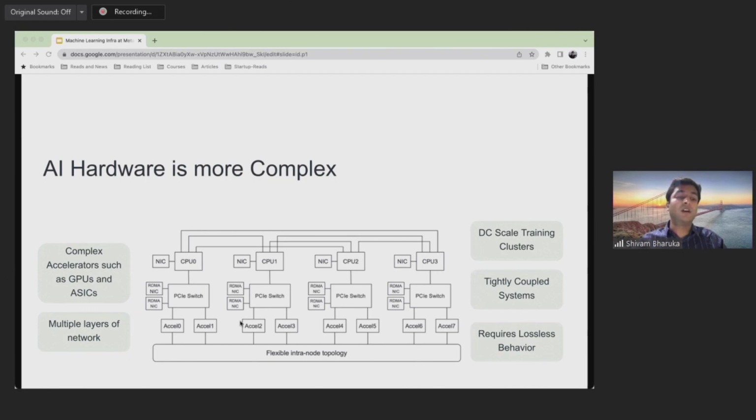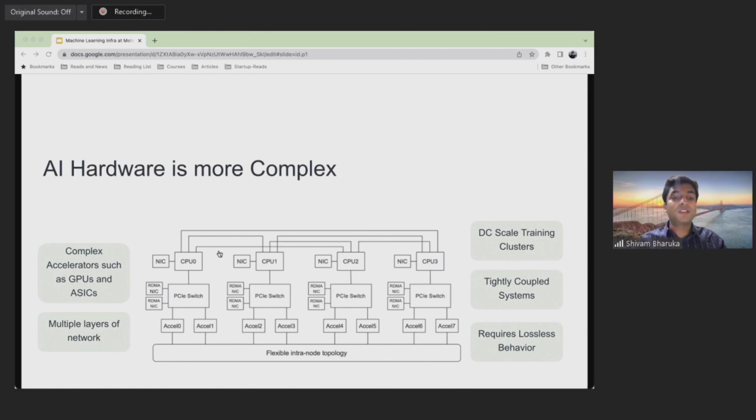And the network requires lossless behavior because of the requirement of how AI training is done. AI training requires that each GPU talks to each other to share their learnings, and high bandwidth network requires the lossless behavior, which I just mentioned.